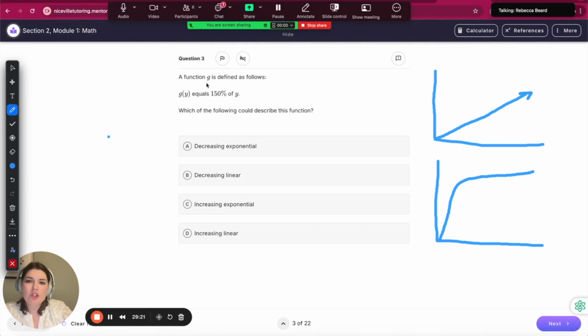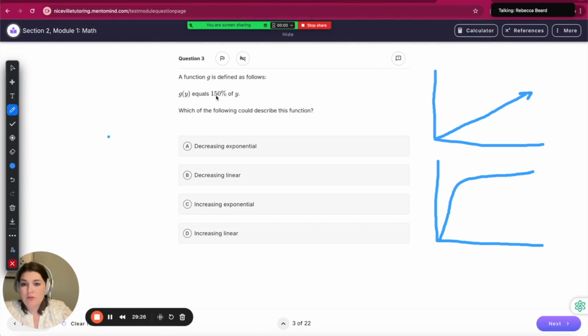Okay, so the function g is defined as follows: g of y equals 150% of y. Which of the following could describe this function? So you have two words that you might not have seen in a while: exponential and linear.